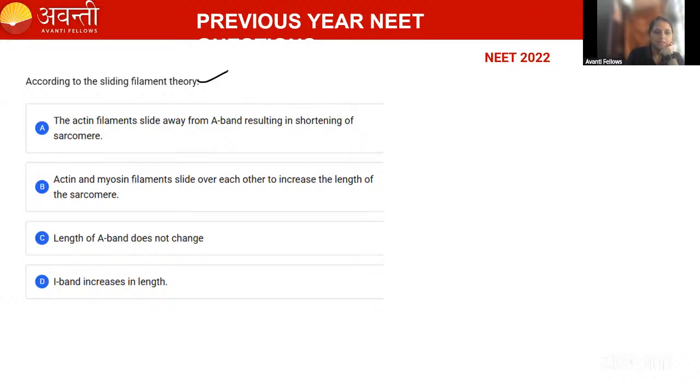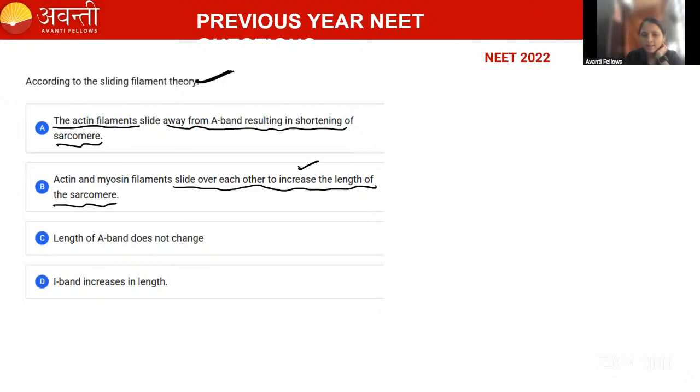So here is the last question. According to the sliding filament theory, now you have to tell me: the actin filament slides away on the A band, resulting in the shortening of the sarcomere. The actin and myosin filaments slide over each other to increase the length of the sarcomere. See here, they are giving increase in the length of the sarcomere. Then the length of the A band does not change. Then the I band increases in length. So now you have to choose the correct one.